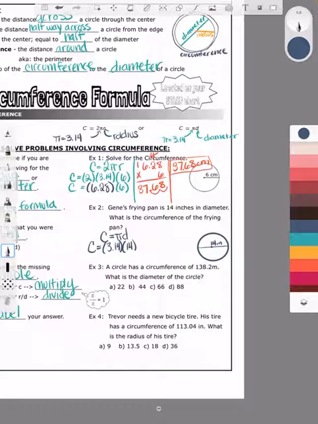I'm going to skip ahead a little bit here. When I multiply those two, I end up with 43 and 96 hundredths. And like our last step says, we label our answer. So our answer here is 43 and 96 hundredths of an inch.